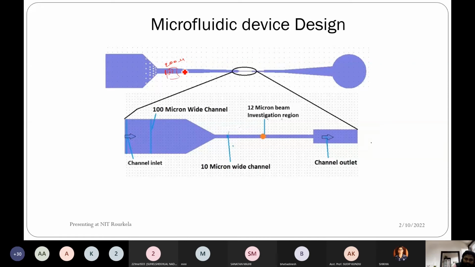So I made a channel in such a way that it narrows down to around 10 or 12 micrometer wide microchannels, so that the intensity of the light can sufficiently cover them and no cells can escape from this intensity, and this is the outlet. So this is the design of the microfluidic device.